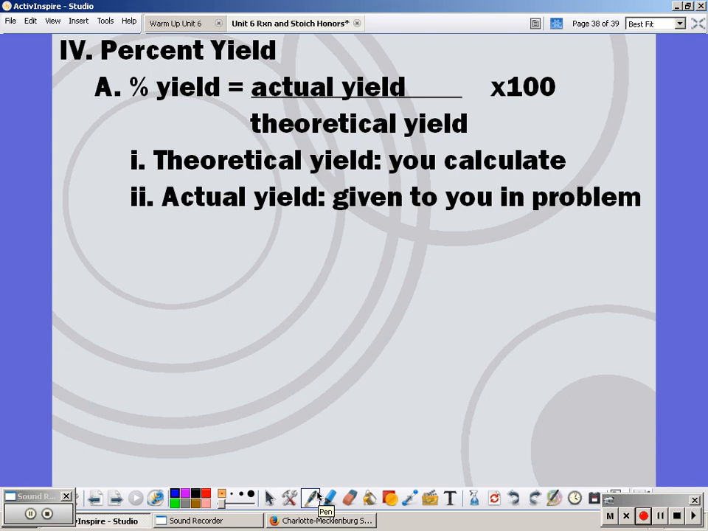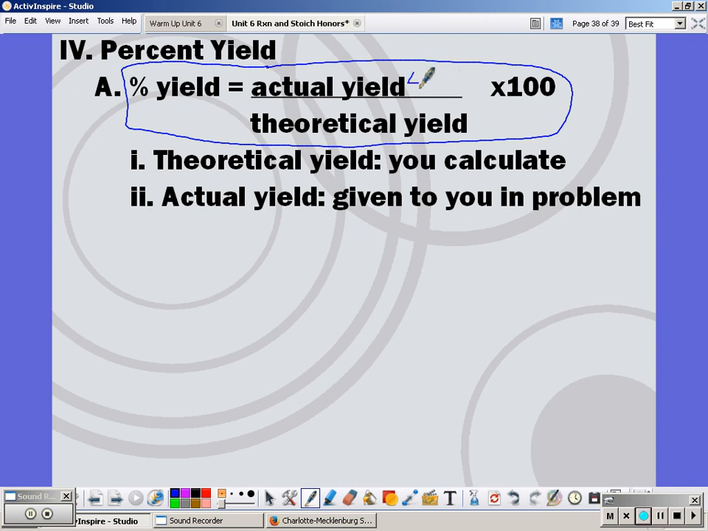Percent yield. Percent yield is the actual yield divided by the theoretical yield times 100. This is not given to you, so you'll have to remember this. The actual yield is what you actually get. So if you're not trying to solve for the actual yield, it has to be given to you. But it's what you actually get in the lab, what the student measures in the lab.